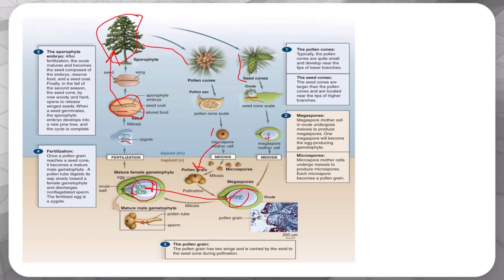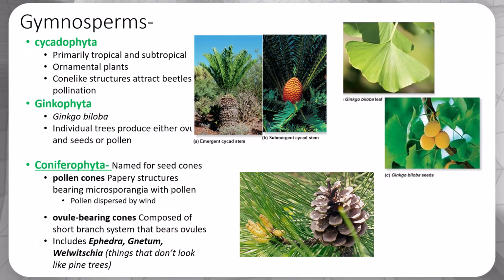So it's a little bit more complicated because now there's two kinds of spores, microspores and megaspores, and two kinds of gametophytes, the male gametophyte, which is the pollen, and the female gametophyte there. So that's a little bit more complicated. So just to give you a brief overview of the different kinds of gymnosperms, again, the one I want you to memorize is the conifers.